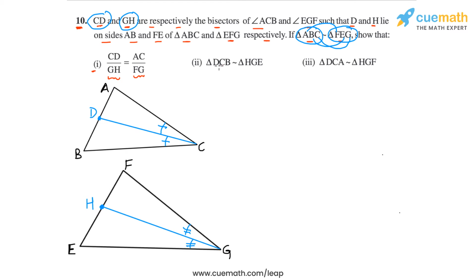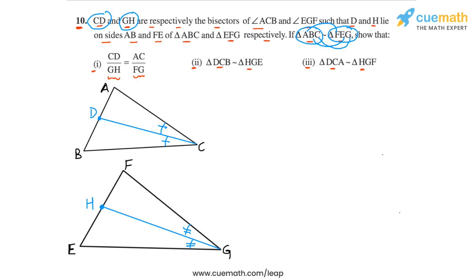Then in part 2 we have to show that triangle DCB is similar to triangle HGE. So let me highlight these two triangles, DCB, HGE. We have to show that these two triangles are similar. And then in part 3 we have to show that triangle DCA is similar to triangle HGF. So let me highlight these two triangles as well, DCA and HGF. We have to show that these two triangles are similar.